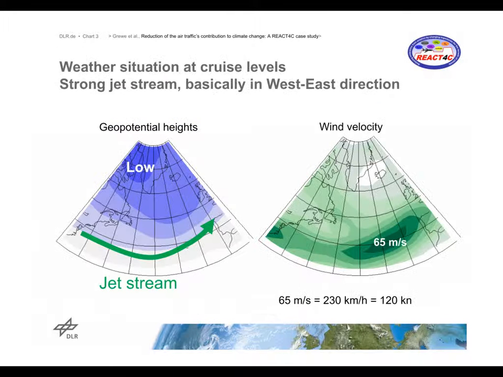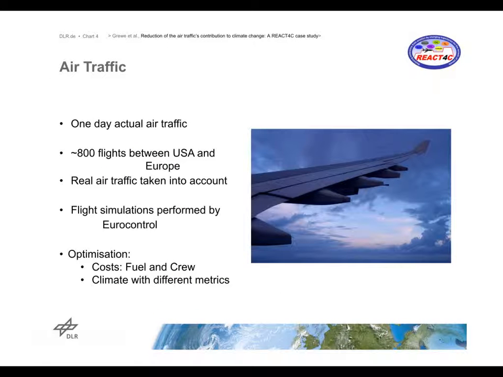The weather situation of this case study is characterized by a very zonal jet stream between the US and Europe, with large wind speeds over the eastern Atlantic. We are taking into account a real air traffic situation with roughly 800 flights between Europe and the US.